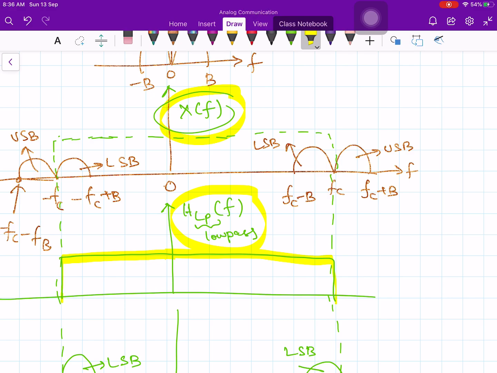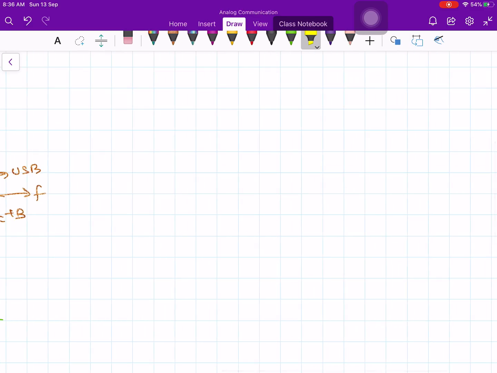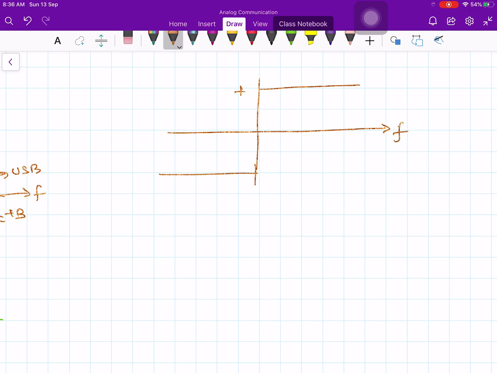Now, let us look at this ideal low pass filter, and I can represent this ideal low pass filter as the sum of two signum functions. Before that, we need to recall certain basic things so that we can represent the low pass filter in the frequency domain. For the signum function, we know how it looks. On the positive side it is plus 1, on the negative side it is minus 1. Let us say this is f and this one is signum of f.